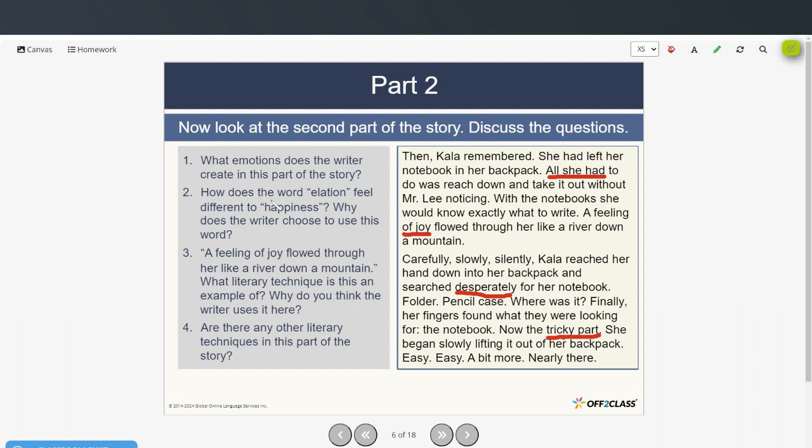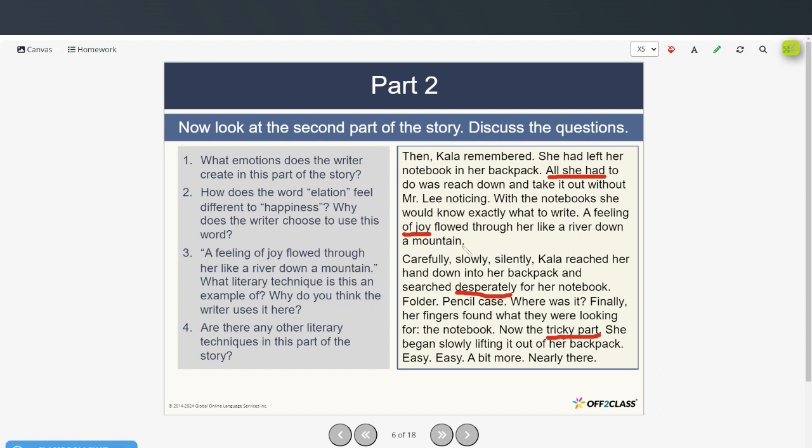And how does the word elation feel different to happiness? Well, elation would be an extreme form of happiness. It's a much more emotive word. You know, a person could be happy, but if they're elated, they're extremely happy. And so, why does the writer choose to use this word?